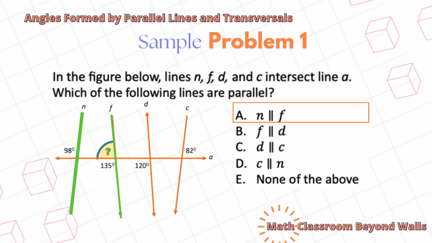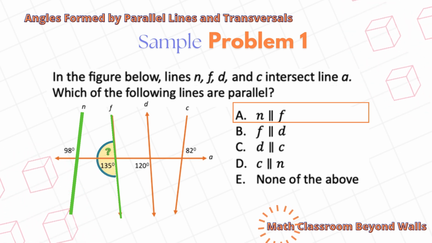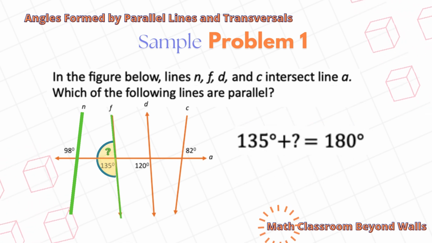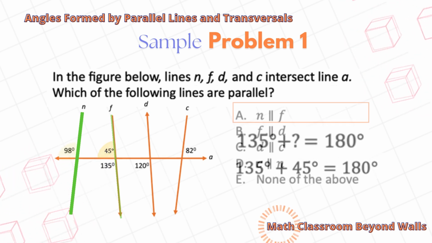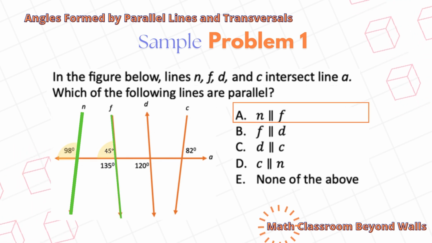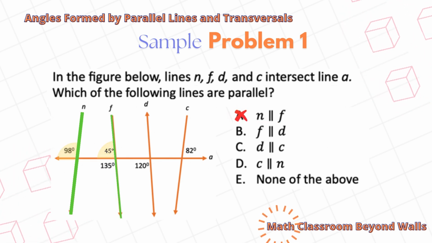Take note that the two form a linear pair, and we know that their sum is 180 degrees. So, what number, when added to 135 degrees, gives 180 degrees? You are correct, it is 45 degrees. What can you say now about option A? Okay, so option A is not correct because the corresponding angles are not equal. Therefore, line N is not parallel to line F.